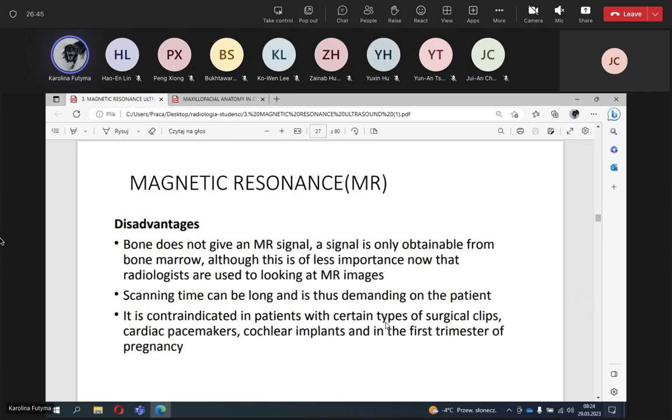Then, the next disadvantage is that scanning time can be long and is thus demanding on the patient. Then, it is contraindicated in patients with certain types of surgical clips, most old types of surgical clips, cardiac pacemakers, cochlear implants, and in the first trimester of pregnancy. But the MRI itself is considered safe for pregnant women.